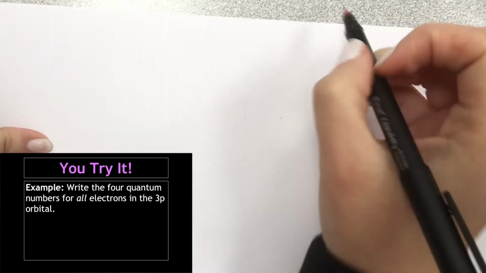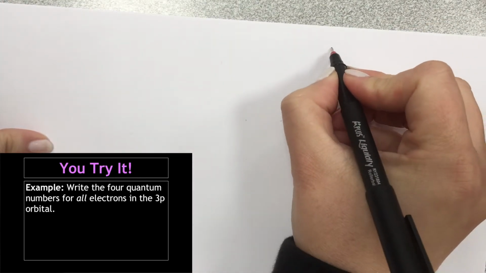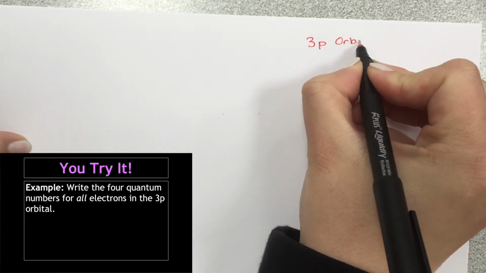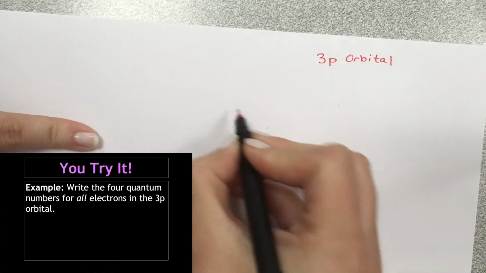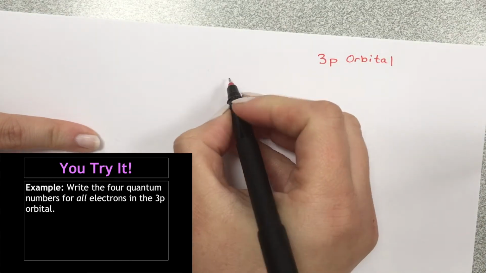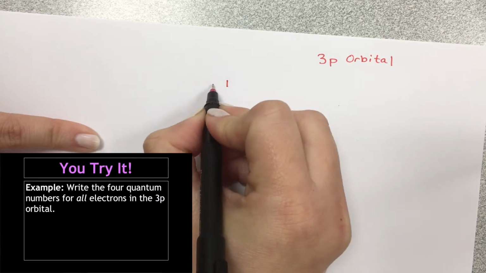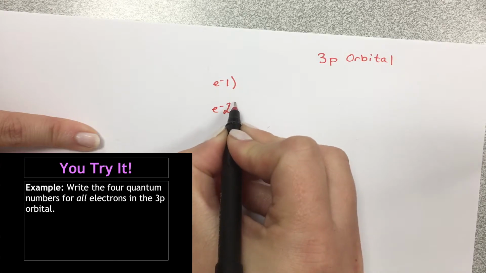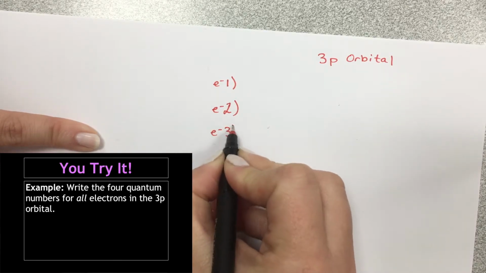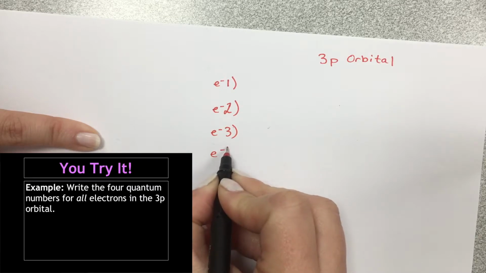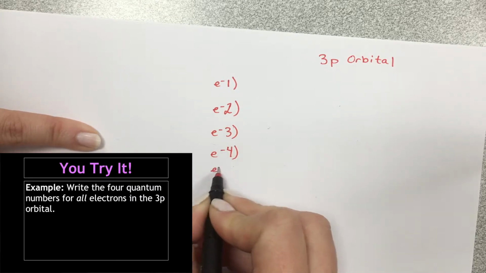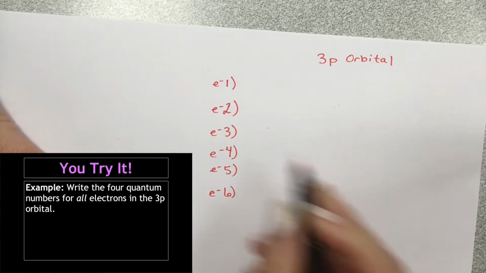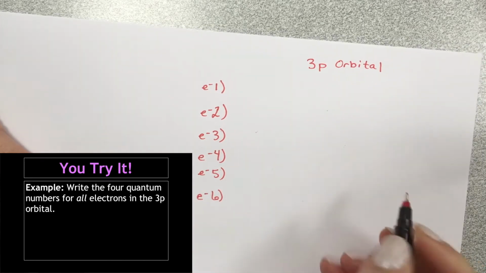Okay, so we have the 3p orbital. All right, so there are 6 electrons in that 3p orbital. So we have electron number 1, electron number 2, electron number 3, electron number 4, electron number 5, and electron number 6. Okay, so we have all 6 electrons, and we're going to tell the quantum numbers.